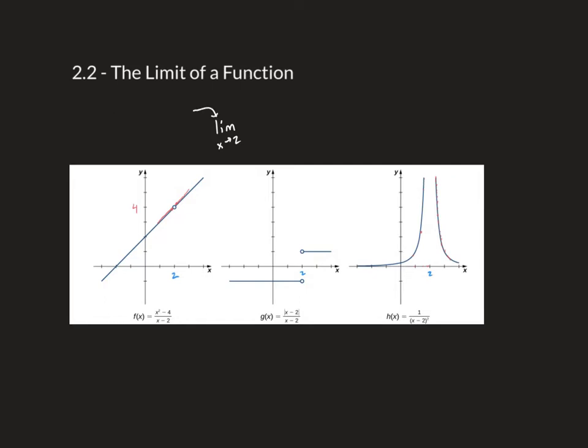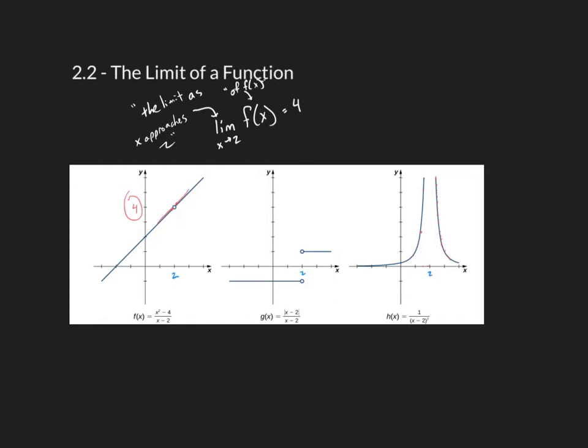Let me write that down. That is read verbally as the limit as x approaches 2. And then we write our function, f of x. I'll put that above here in quotes too. And it looks like our limit is equal to 4. That was the y coordinate that we were approaching above and below. The limit as x approaches 2 of f of x is equal to 4.